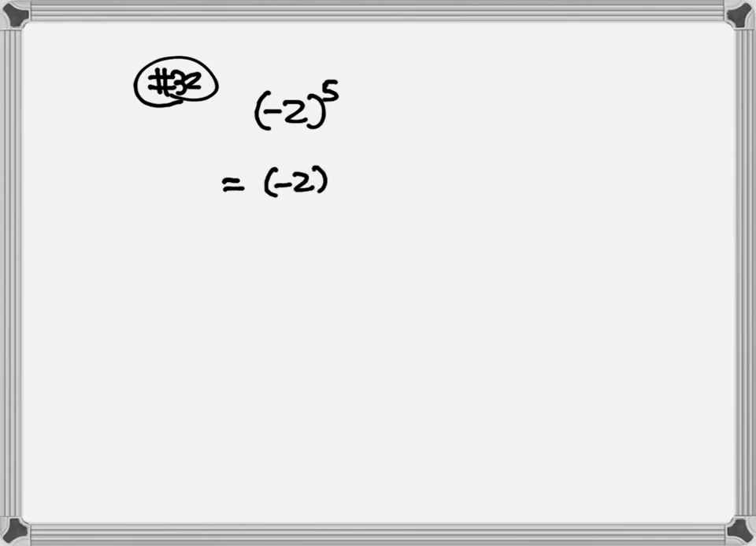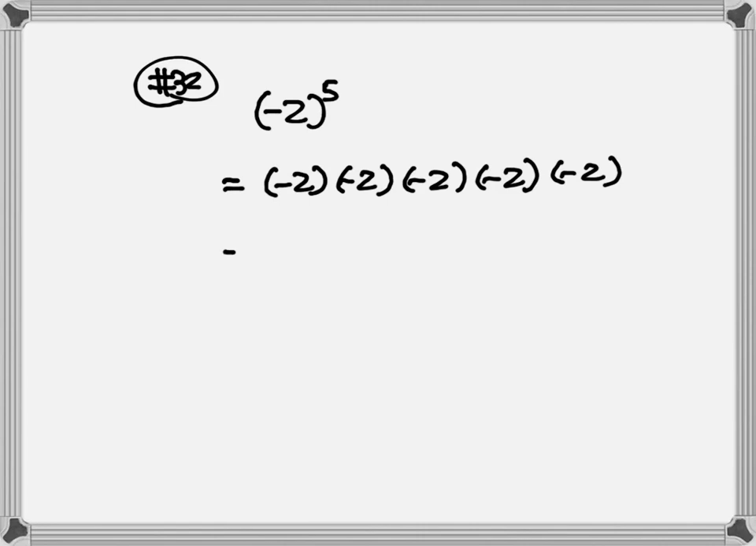Now let's look at number 32. Number 32, we have parenthesis negative 2 to the 5th power. So here you multiply the parenthesis itself 5 times. So it'll be negative 2, negative 2, negative 2, negative 2, negative 2. Because you have the 5th power, so you multiply the parenthesis itself 5 times.